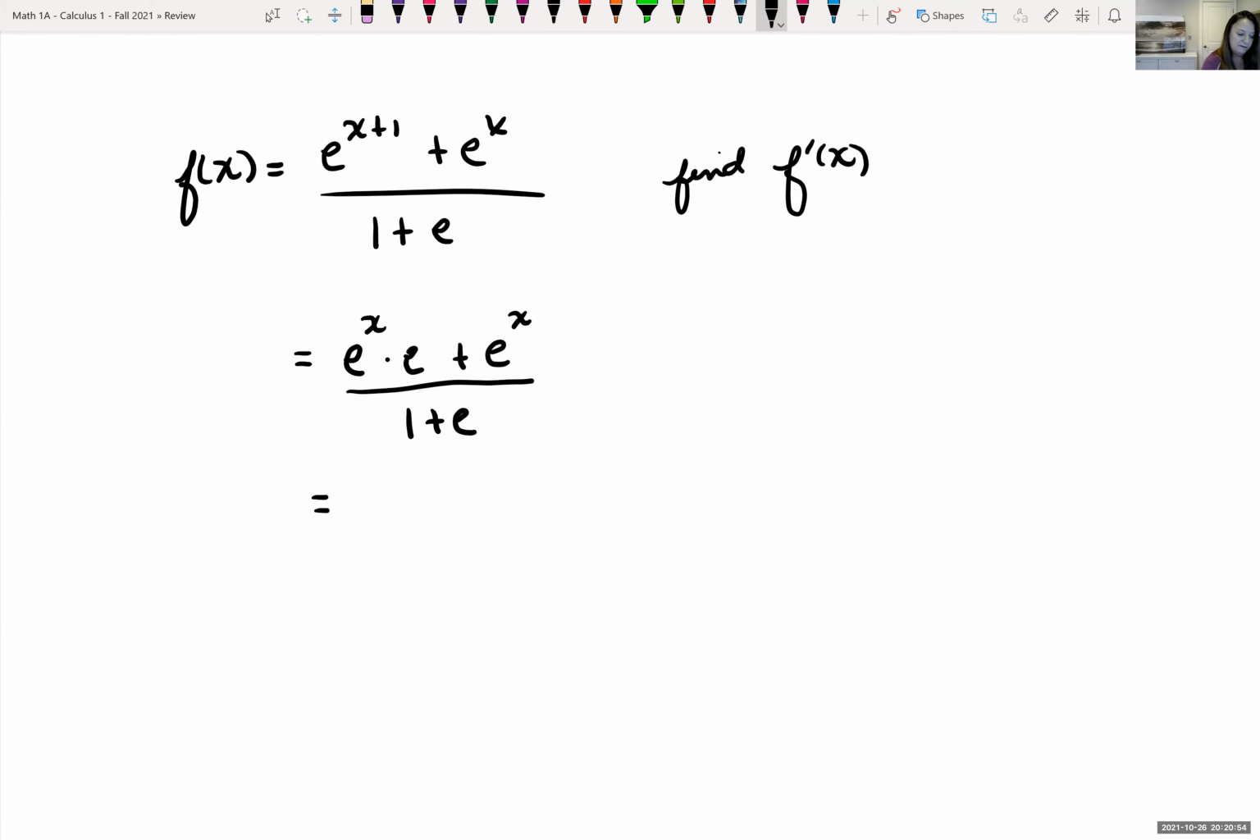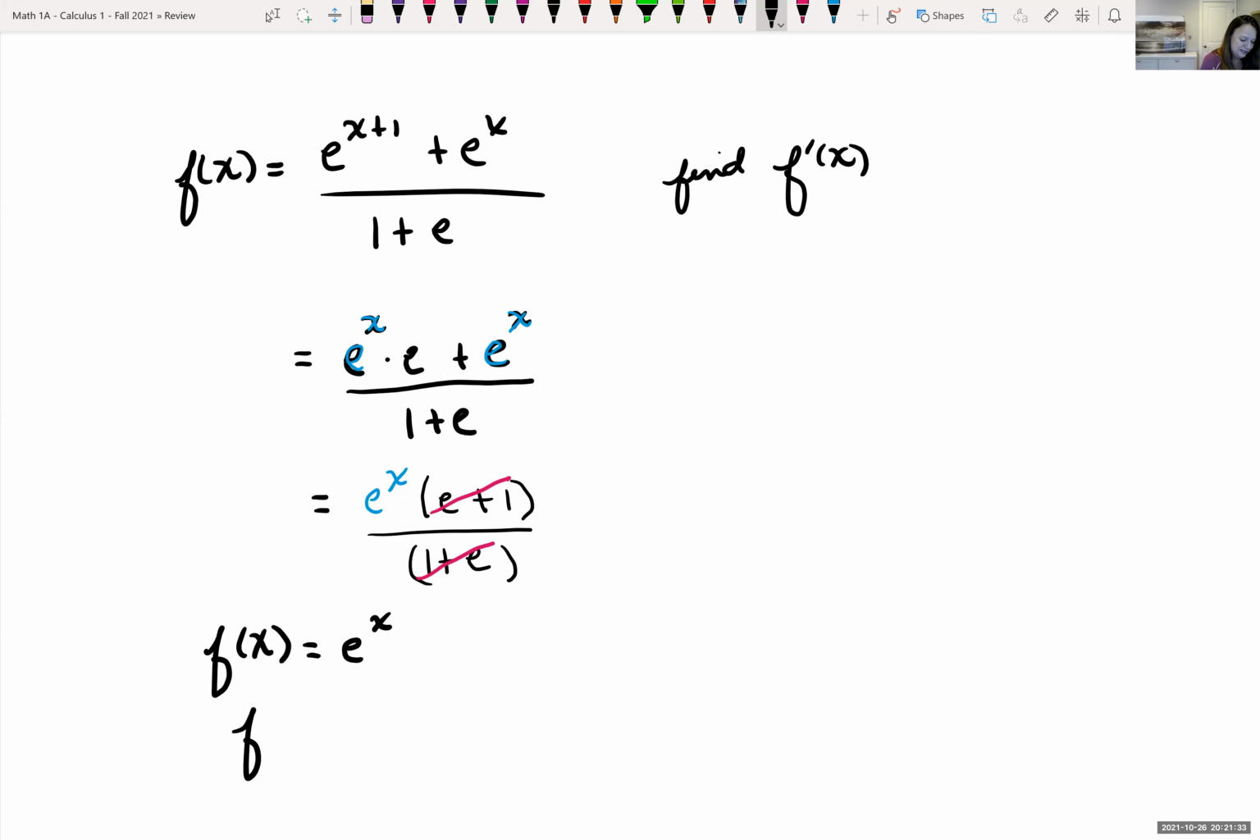And so we could factor out that e to the x in the numerator from both of those terms. And if we factored out that e to the x from both of those terms, notice that we're left with this e plus 1 all over this 1 plus e. Well, e plus 1 and 1 plus e are the same thing. And so those factors actually cancel with one another. And we find that f of x, before we even take the derivative, can be reduced down to e to the x. And so now we take the derivative of e to the x. That's the easiest one to take the derivative of. It's just itself, e to the x.